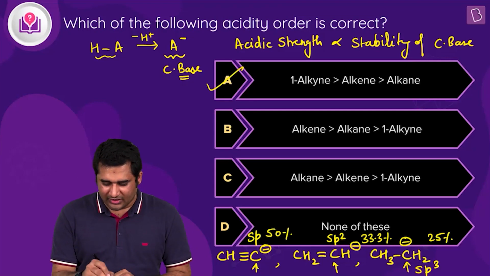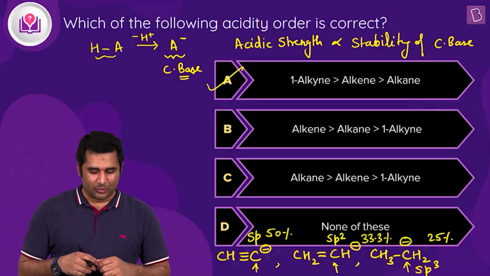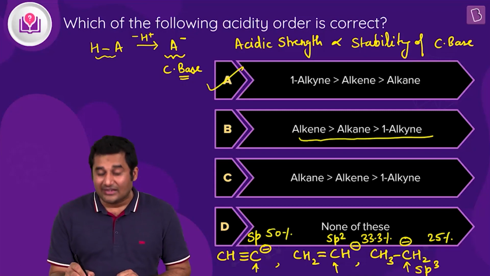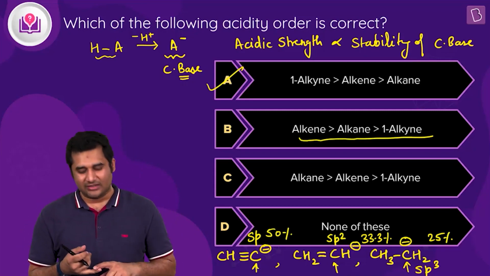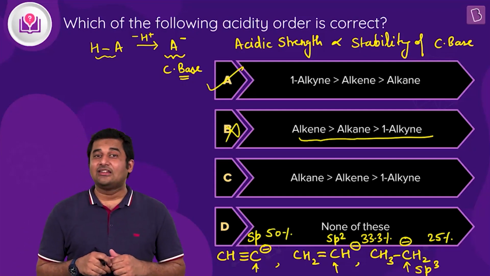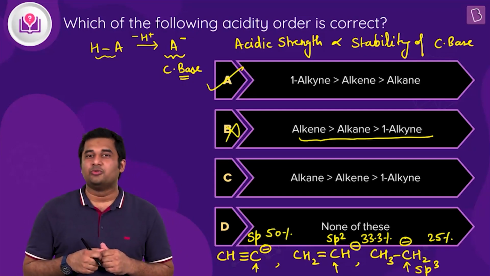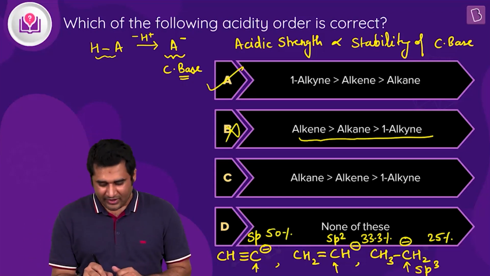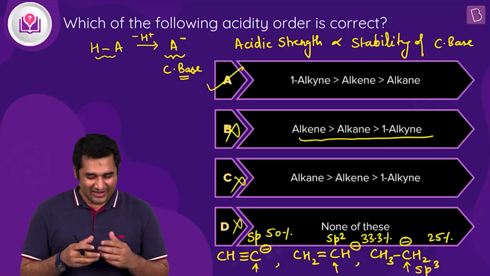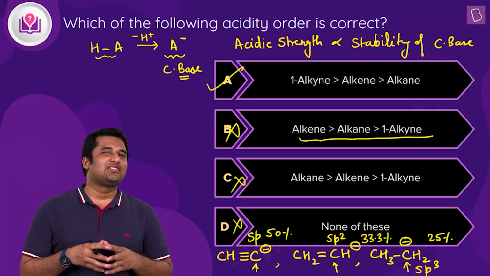You can see in option A, the correct order is given. So option A is the answer. In option B, obviously this order is not correct. We know that alkynes are supposed to be the most acidic among these three, so this is wrong. Now in option C, alkane is shown to be the most acidic one, which is not right, so this is wrong. And there is no chance of none of these. So you can see option A is the right answer to this question.